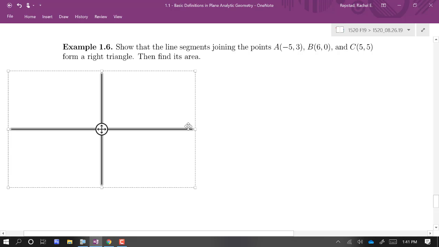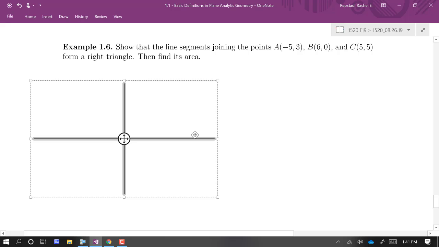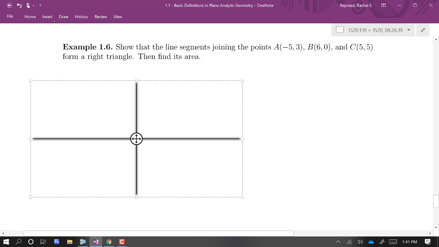Because if I want to show that it's a right triangle, then I want to at least sort of have an idea of where the right angle is. And plotting it can help me do that.